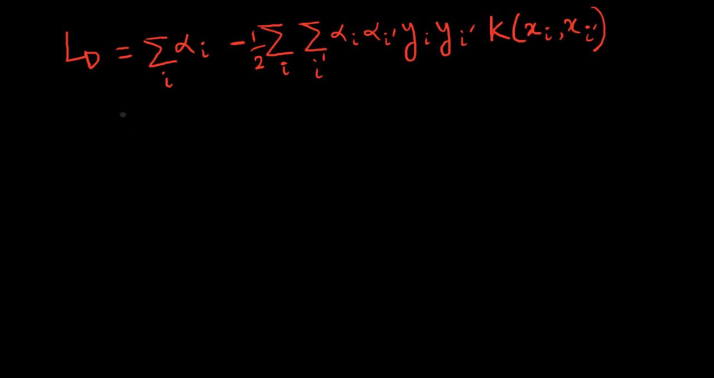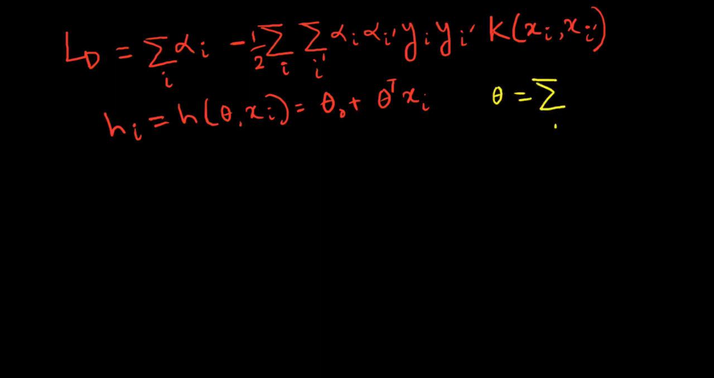Now in this case, how do you estimate your hypothesis hi, which is h of theta and xi, given as theta naught plus theta transpose xi? What we had found just now is that your theta is given by summation over i prime alpha i prime yi prime xi prime. We are using i prime over here just to differentiate that from this i, because this index i and this index i prime have to be different.